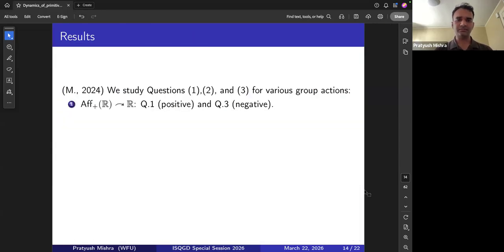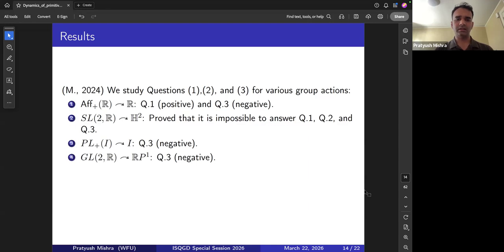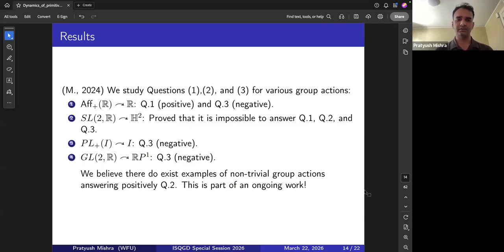So these are some of the results that we obtained for the affine group action of R on the real line. We prove that this is positive. For the SL2 R action on the hyperbolic plane, we prove that it is impossible to answer these questions. The question collapses, based on the group action. For PLI, meaning the group of piecewise linear homeomorphisms of the interval 0, 1, again, question 3 is negative. We gave a counterexample. And for the GL2R action on RP1, the projective line, again, question 3 is negative.